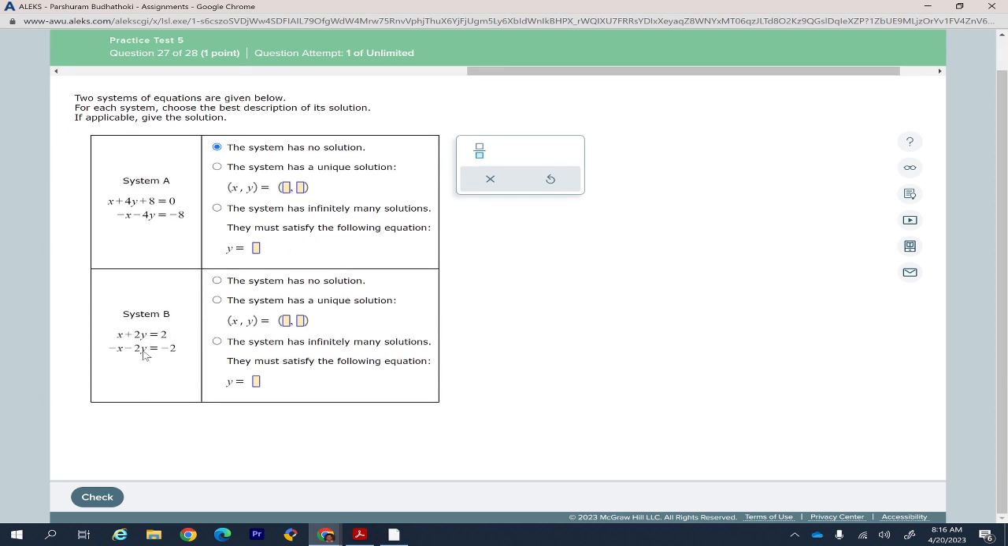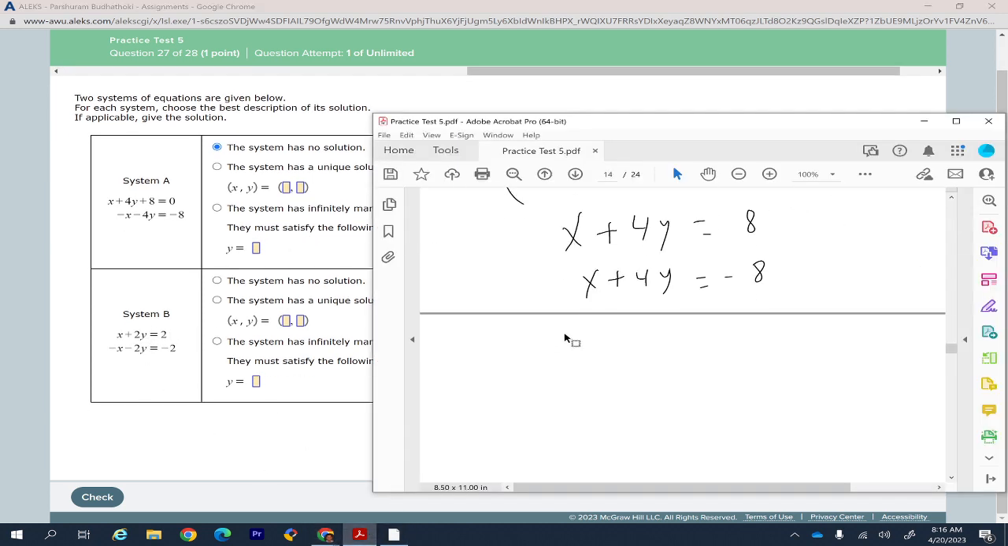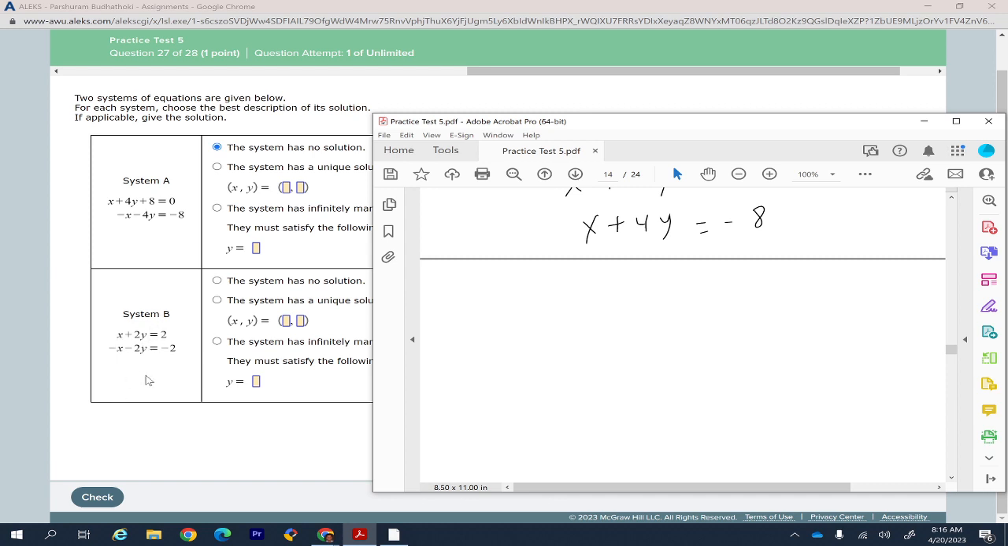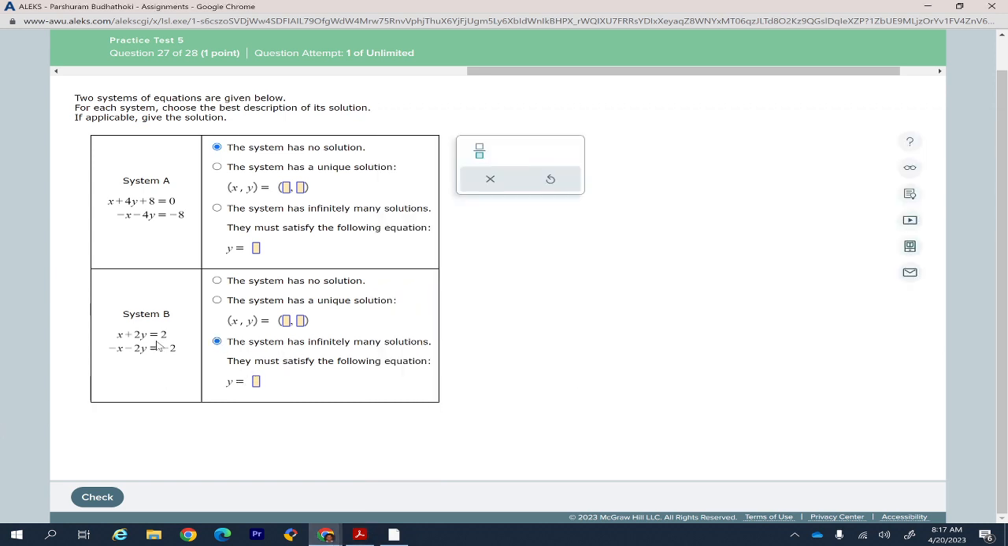For the second part, if you look at system B, first equation x plus 2y equal 2. And second equation, if you multiply both sides by negative, it also gives you x plus 2y equal 2. That means they represent the same equation. So here, because they are the same equation, they have infinitely many solutions.